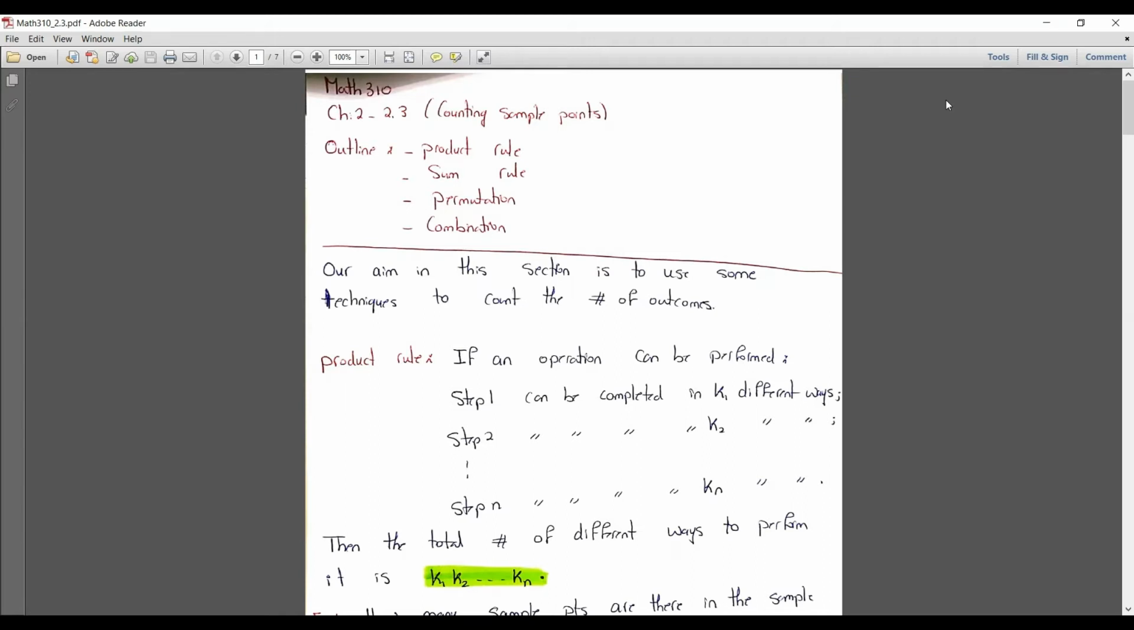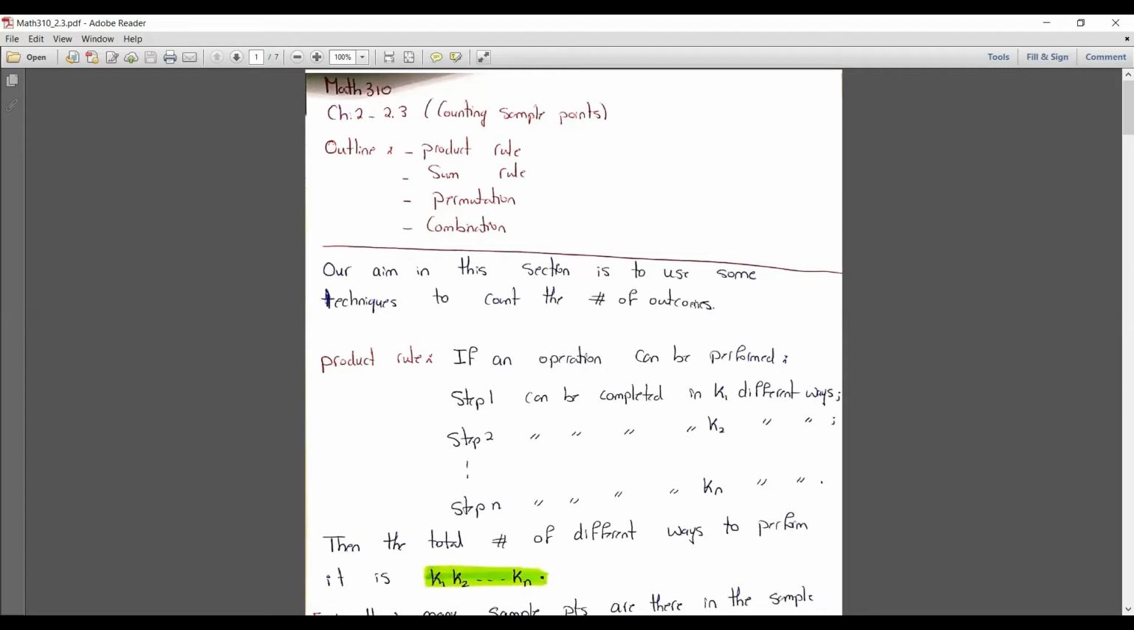Okay, guys, now let's start with chapter 2. Chapter 2 is about counting techniques and probability. In this section, we're going to discuss counting sample points, and mainly our aim is to use some techniques to count the number of outcomes in a certain experiment.